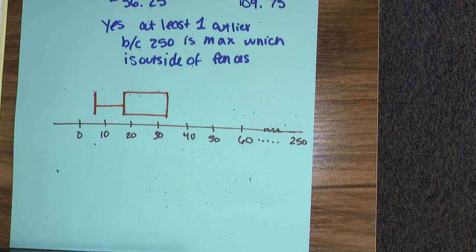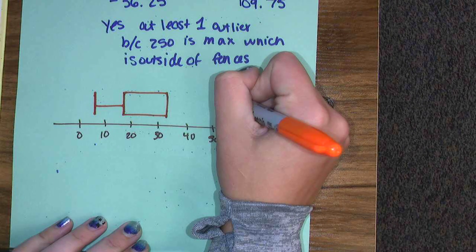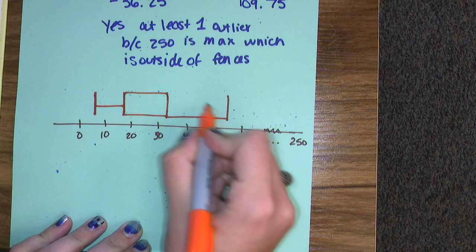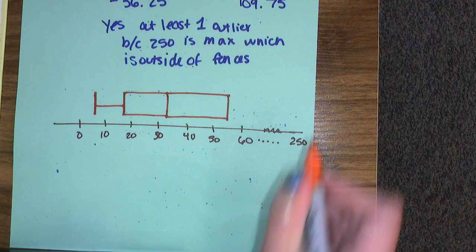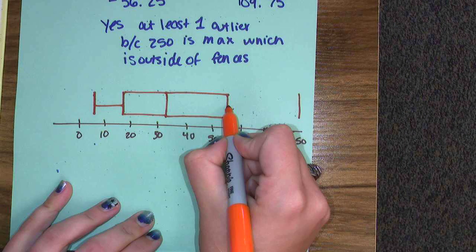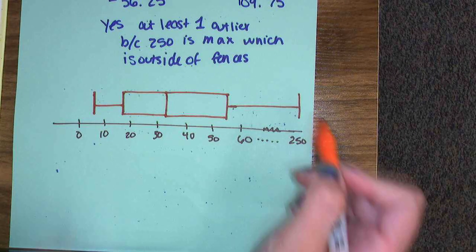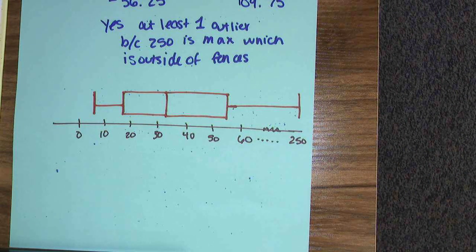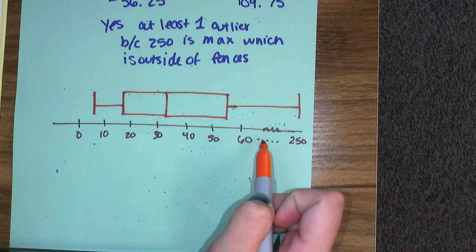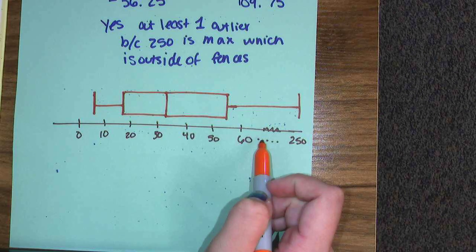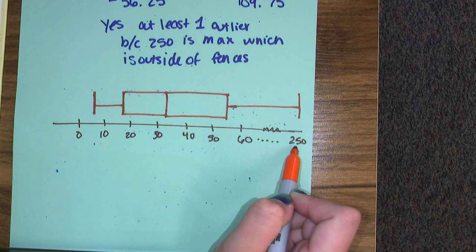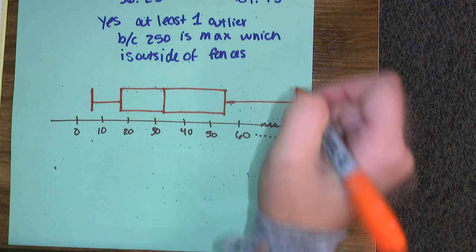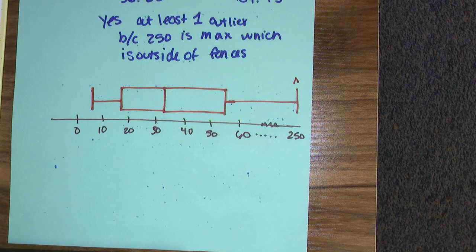Our Q3 is 55. And then our max is at 250. Yeah, it's definitely skewed right. If we knew the point prior to this, if we had an actual list of data, we would probably stop at the top of our fence here and then list this as an outlier. Okay, so the other option that you have for this, try to do this in a different color.